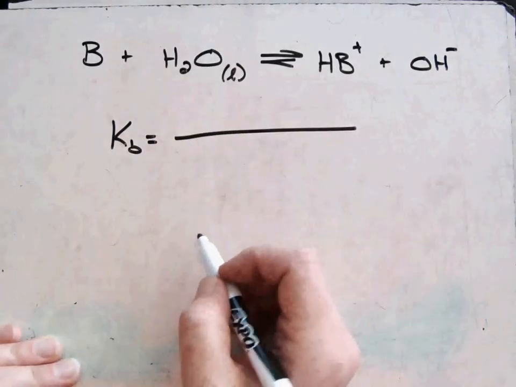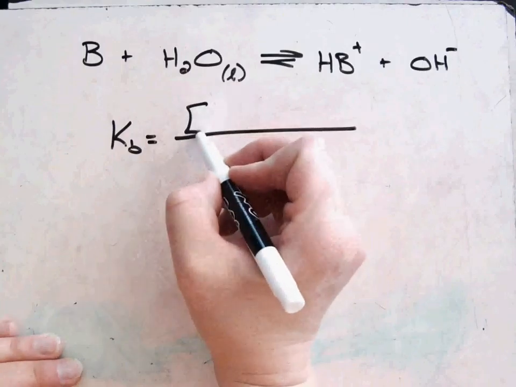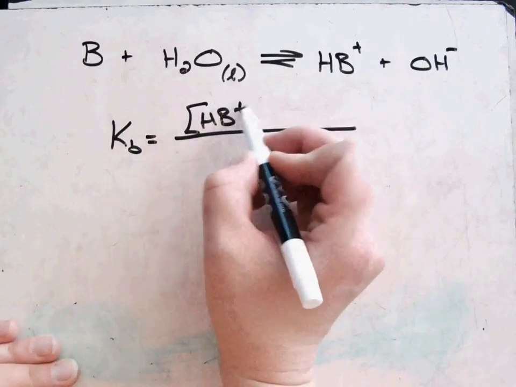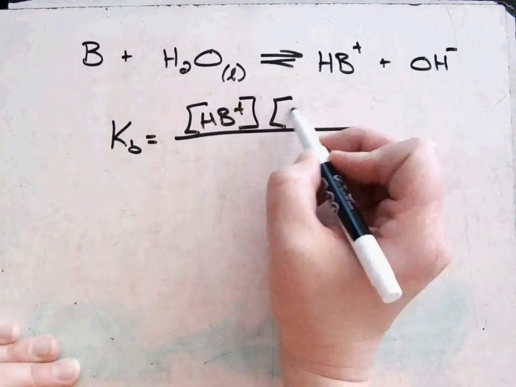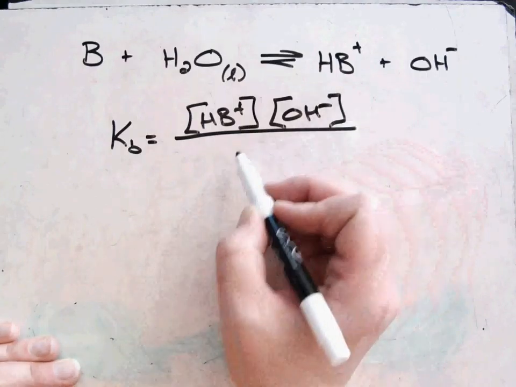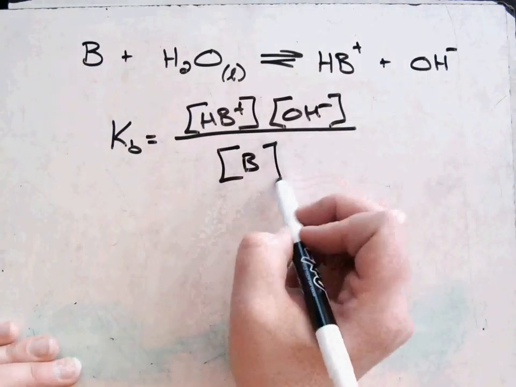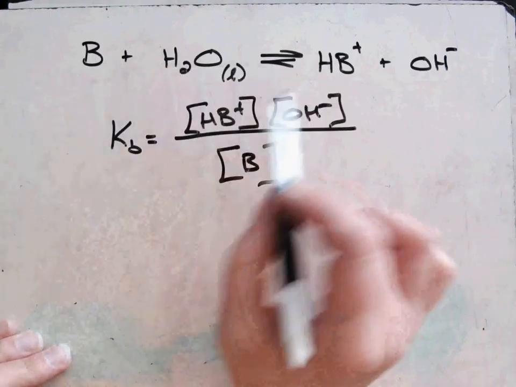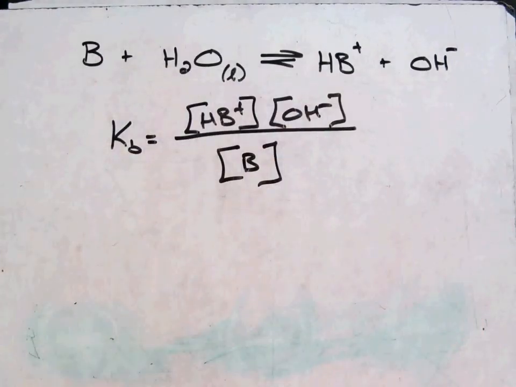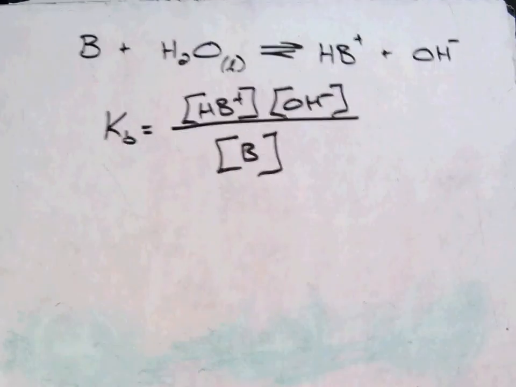So of course, products over reactants raised to their coefficients includes the conjugate acid of the base times the molarity of the hydroxide over the molarity of the base itself. If there are coefficients, they'd be in the exponents. Probably that's not going to happen, and the liquid water is not included.